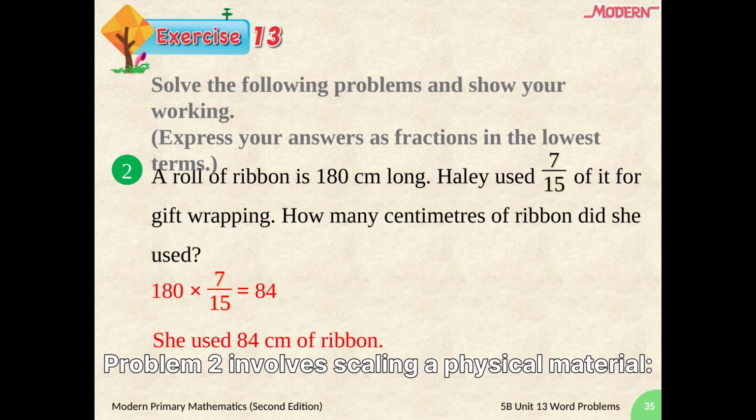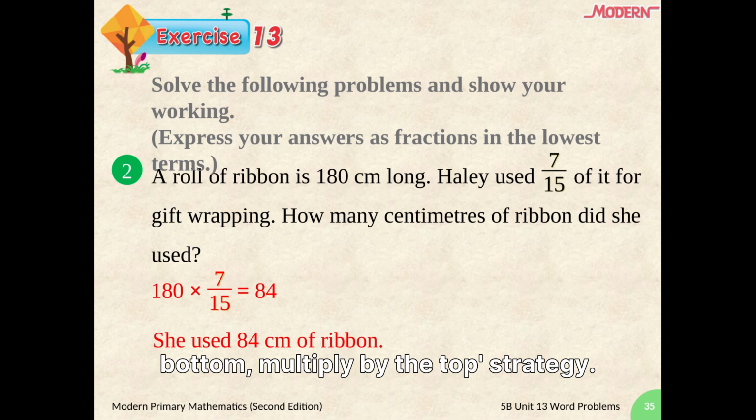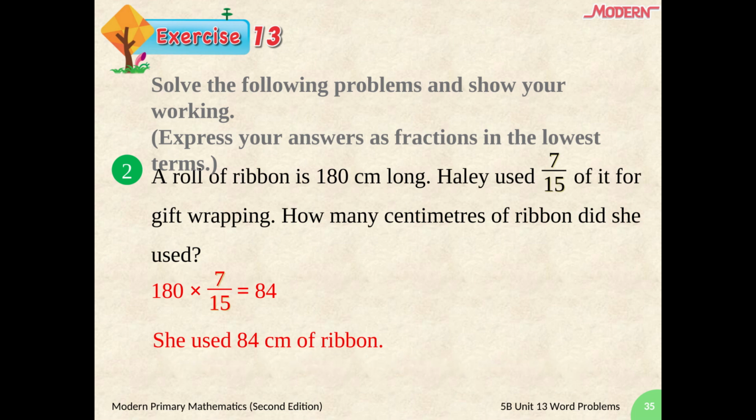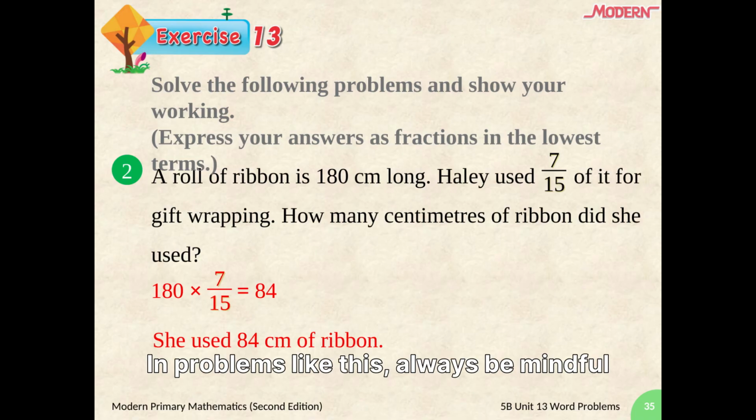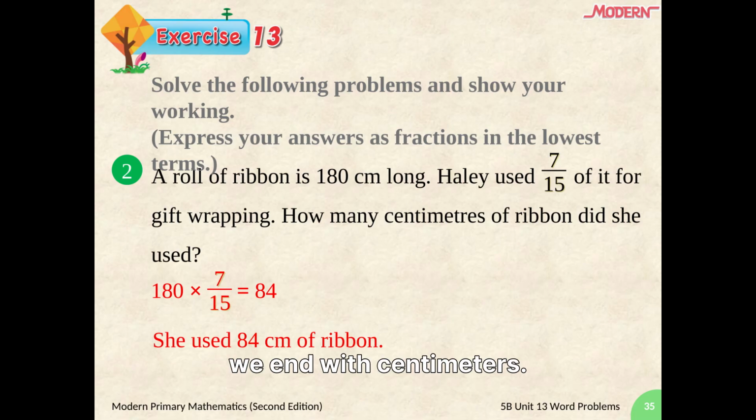Problem 2 involves scaling a physical material, a 180 centimeter ribbon where we use 7/15 of it. Here, we apply the divide by the bottom, multiply by the top strategy. 180 divided by 15 is 12. Then, 12 times 7 gives us 84 centimeters. In problems like this, always be mindful of your units. We started with centimeters and we end with centimeters.